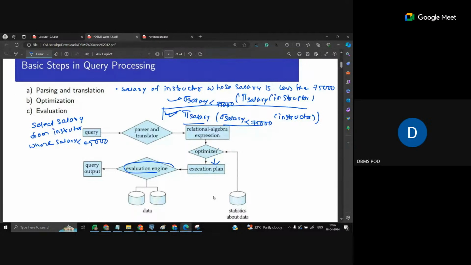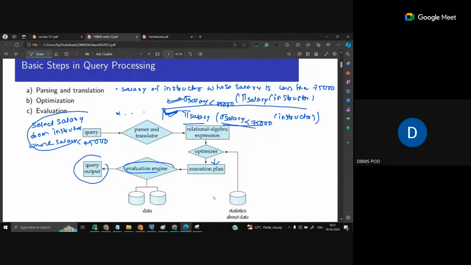Yes, you are only writing the query, right? But how actually does it give the query output after writing the query? Some backend things are going on, some internal things. First it will convert to the relational algebra expression, right? So first you have to choose which one will be the optimized one. So maybe this one or this one.